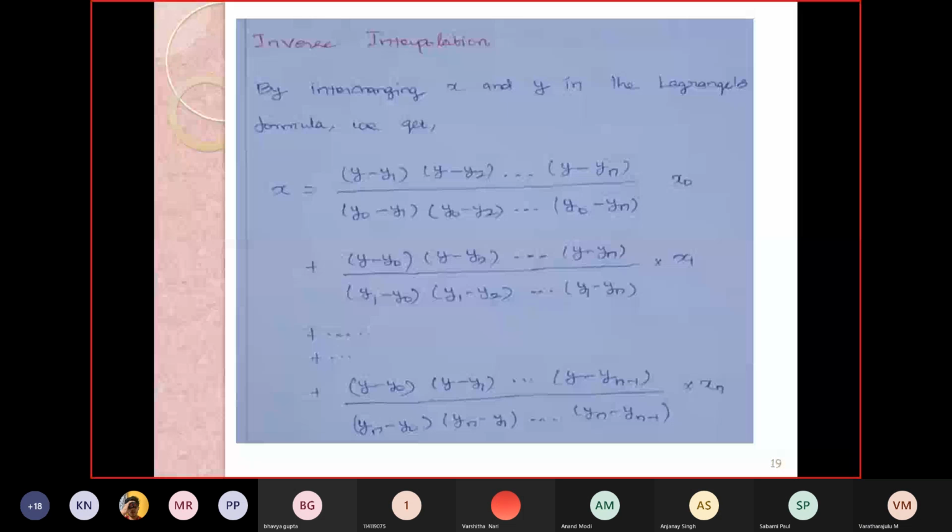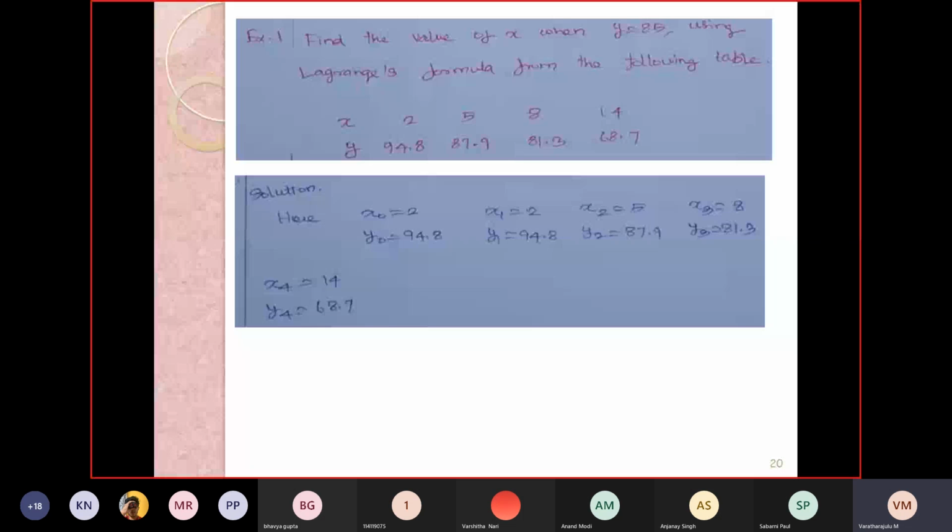And this is your problem: find the value of x when y is equal to 85 using Lagrange's formula from the following data. Please write it down. The given problem is your exercise number 4.